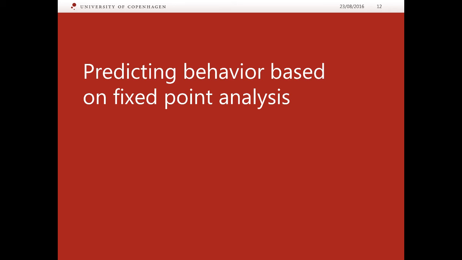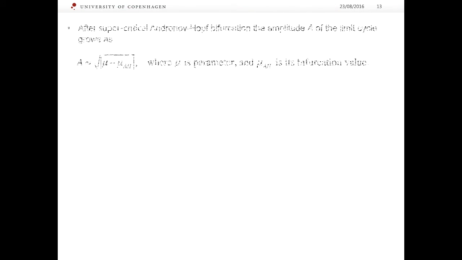However, I would like to show that the linear stability analysis can also give us some quantitative estimates of the behavior of the system. Consider Andronov-Hopf bifurcation, as a result of which the limit cycle is born. And initially, the limit cycle is very small. At the bifurcation point, it has size 0. But when the control parameter exceeds its bifurcation value, the limit cycle grows, so its amplitude grows. How exactly is this amplitude growing when the control parameter is changing?